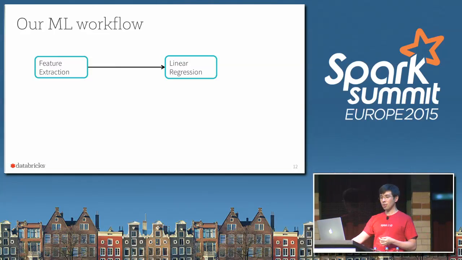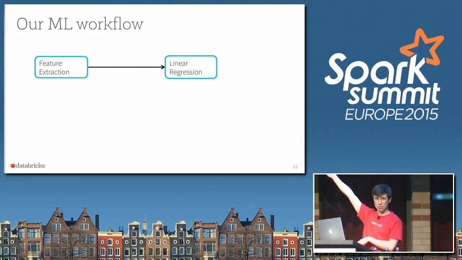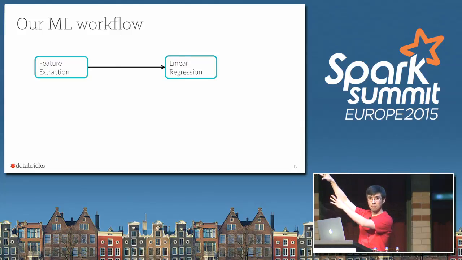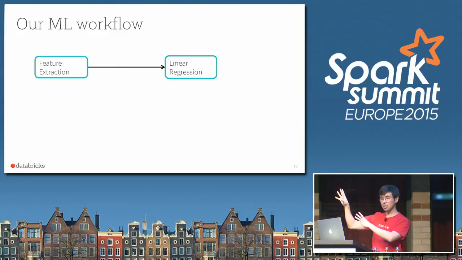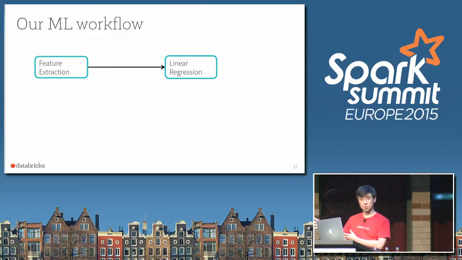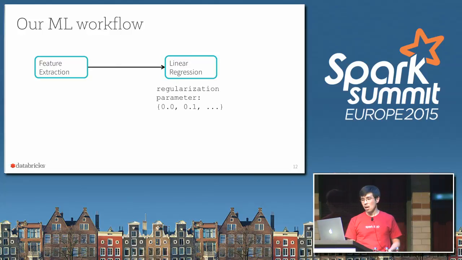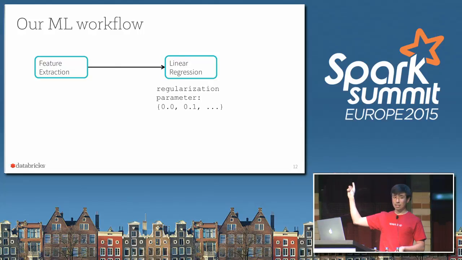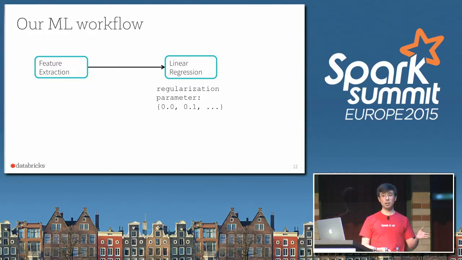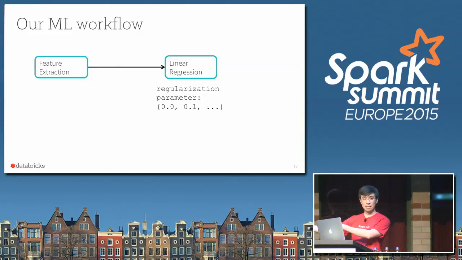Cool. So the other part of our workflow, here's sort of a simplified view where I've mushed 2 parts together into feature extraction and then linear regression, the model training. The other part of our workflow will be model selection, or parameter tuning. So we're just going to look at one parameter, the regularization for linear regression. And if you're not familiar with it, basically it's a parameter you can tweak for linear regression, which can affect how well it does when making predictions on new, unseen test data.